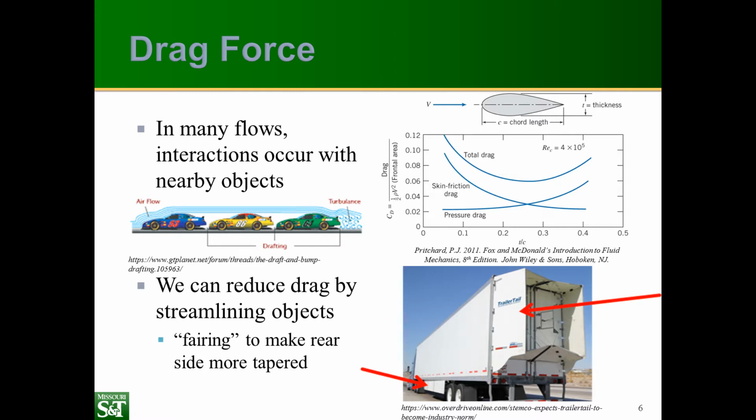80% on those objects. A very simple version of fairing is a trailer tail, which you might have seen while you're driving down the highway. This is a relatively inexpensive addition to a trailer like this, and it can reduce the drag by 15% or more, depending on the design. And that's a big savings in fuel, which is translated to a savings to the consumer.